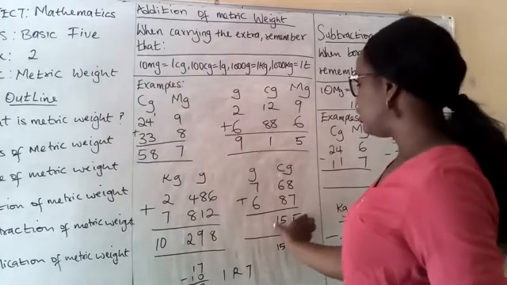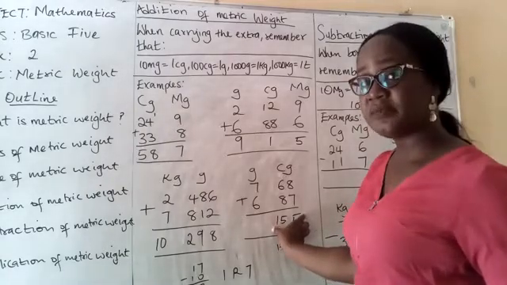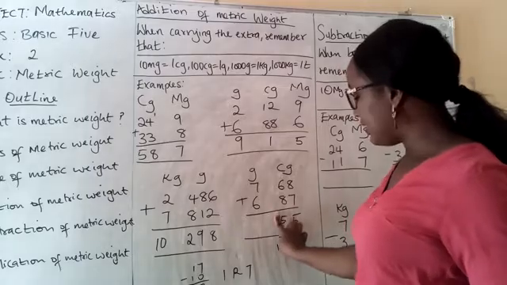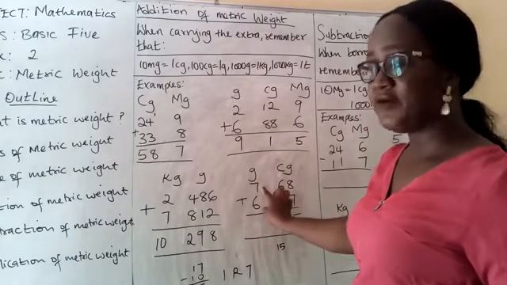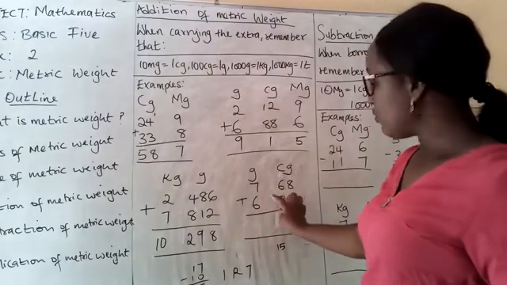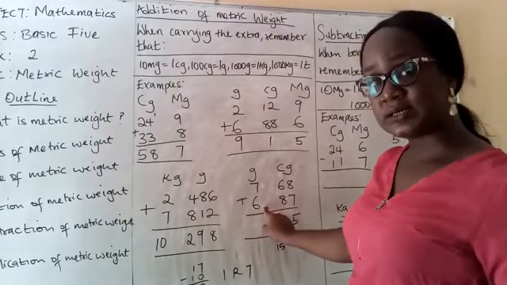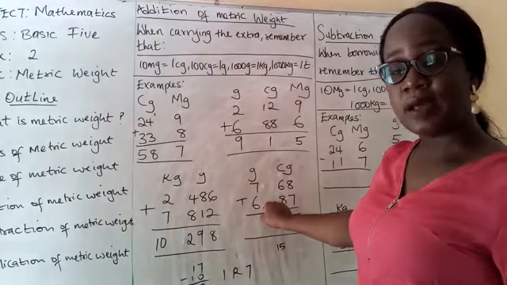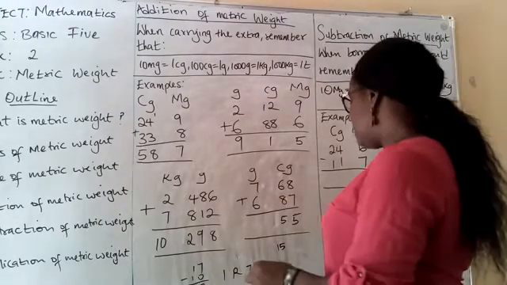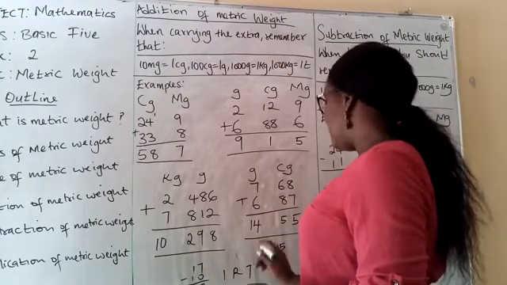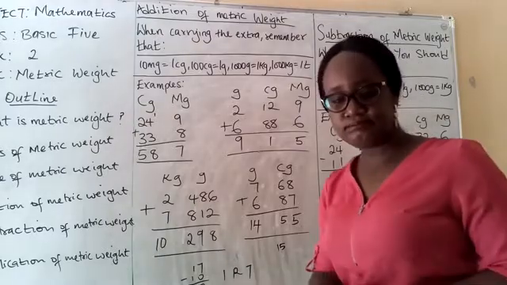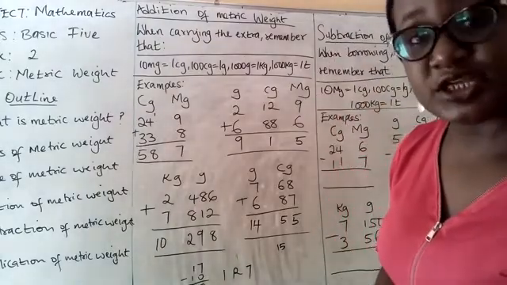So how many 100 do we have here? 1 remainder 55. And your remainder is what you leave, and carry the whole number over. Now, 1 plus 7 is what? 8. 8 plus 6 is what? 6 plus 6 is 12, right? Plus 2 is 14. So what we have here is 14.